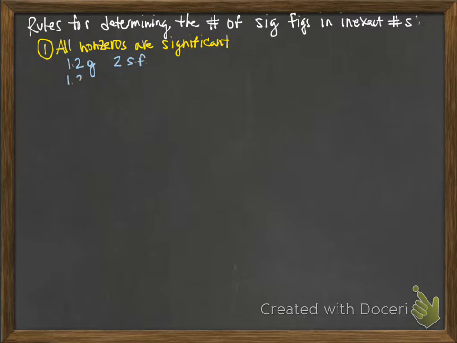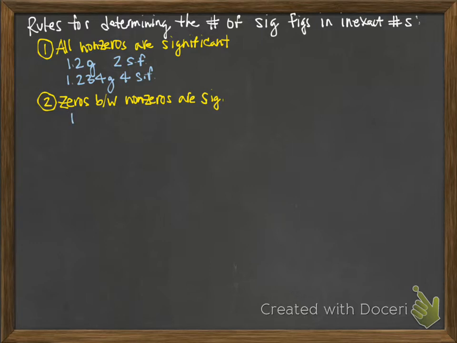Next example, 1.234 grams. We have 4 non-zero numbers, so 4 SF, 4 Sig Figs. Okay, second rule, that should be pretty easy. Our second rule is that zeros in between non-zeros are significant. So zeros between non-zeros are considered significant.